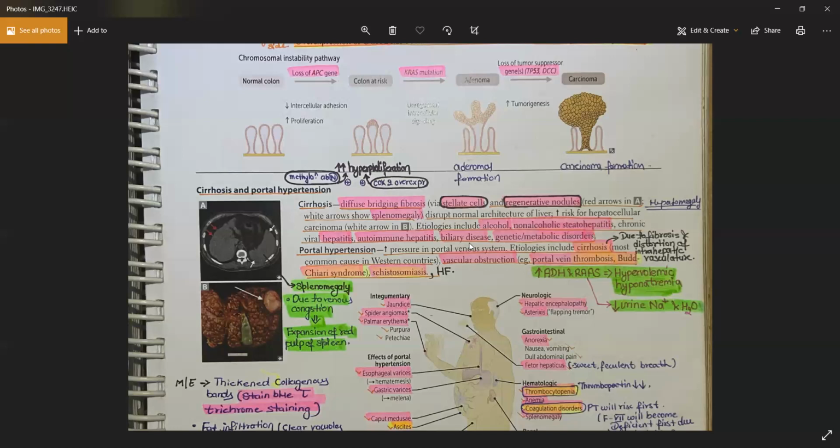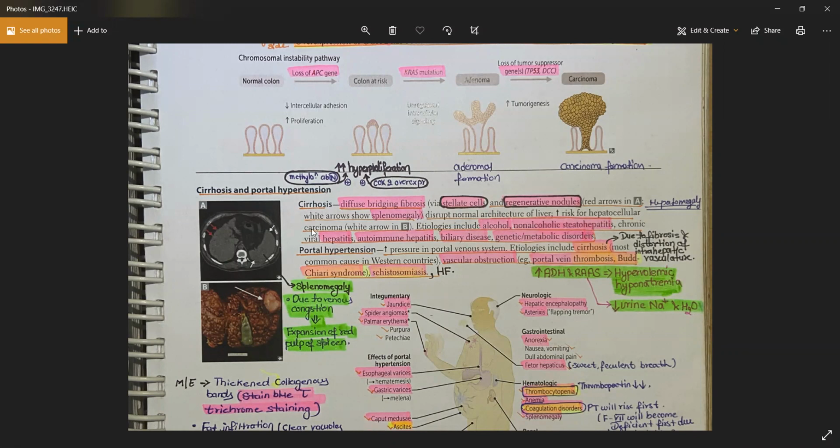So what are the etiologies? It includes alcohol, non-alcoholic steatohepatitis, viral hepatitis, autoimmune hepatitis, any biliary disease, or any metabolic disorders. Does anyone remember the metabolic disorders which can cause cirrhosis? Hereditary fructose intolerance, yes. And the second one? Galactosemia, yes. Remember this. So metabolic diseases, biliary diseases, autoimmune, viral, non-alcoholic, and alcoholic steatohepatitis can all cause cirrhosis.